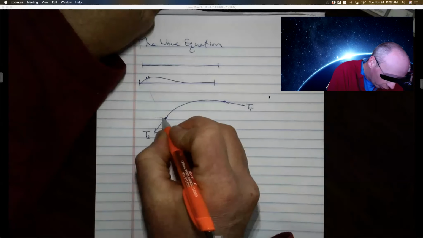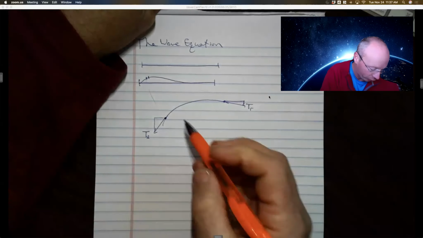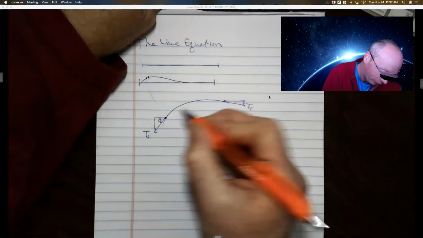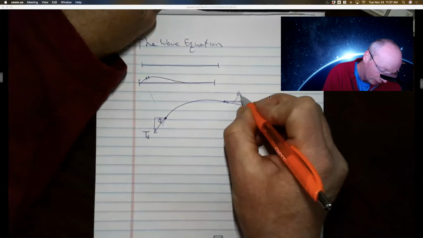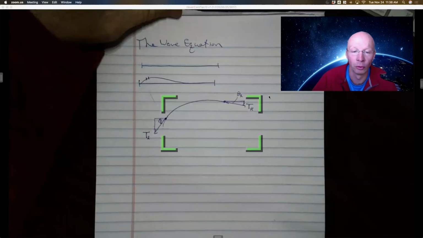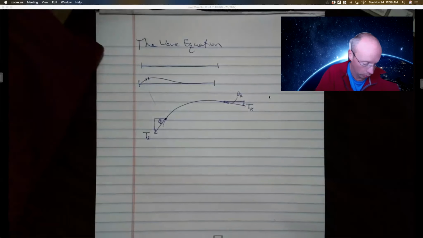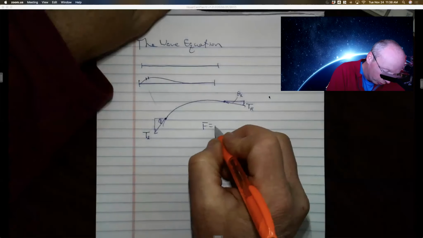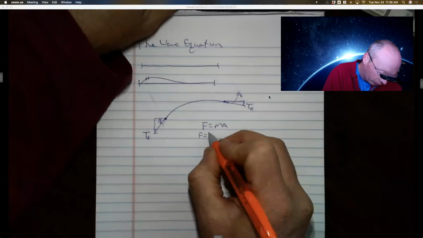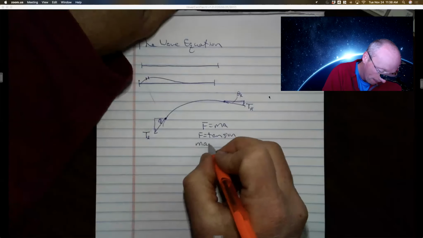Now we can split each one of the tensions into horizontal and vertical components. For the left, this is going to be TL times sine of this angle, which I'll call theta left, and here theta right. So I can get the horizontal and vertical components of those particular tensions. From here, we really just need some basic physics. We're going to say that force equals mass times acceleration. The force is the tension on the string.